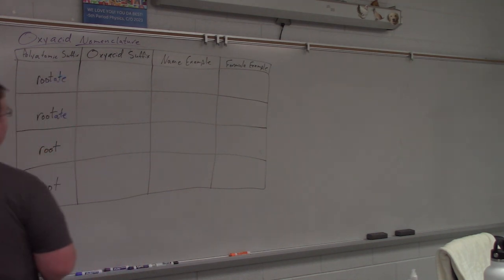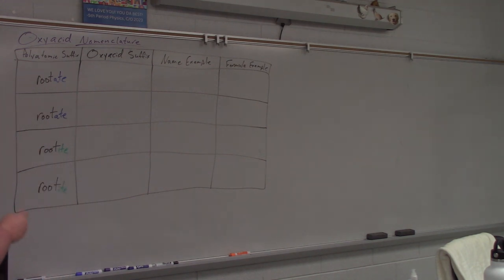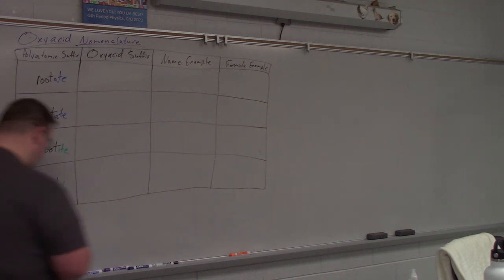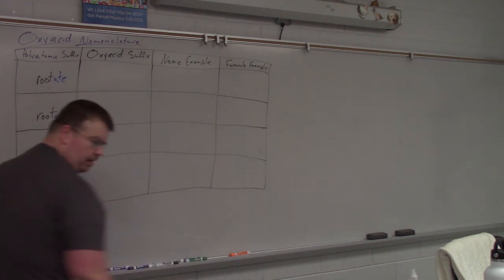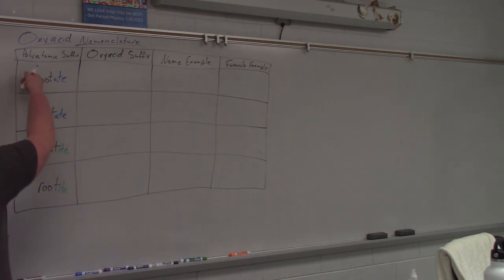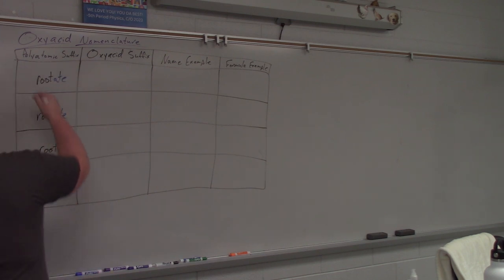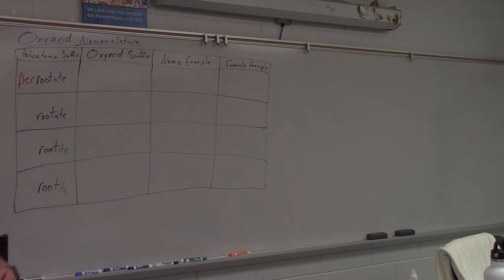And the last two had the endings of ate. But then we had a change-up whenever we looked here at the top. The first one, the one with one more oxygen than the root, had the prefix of per. It was perate. If you remember back to the example we did, we did perchlorate as that example.